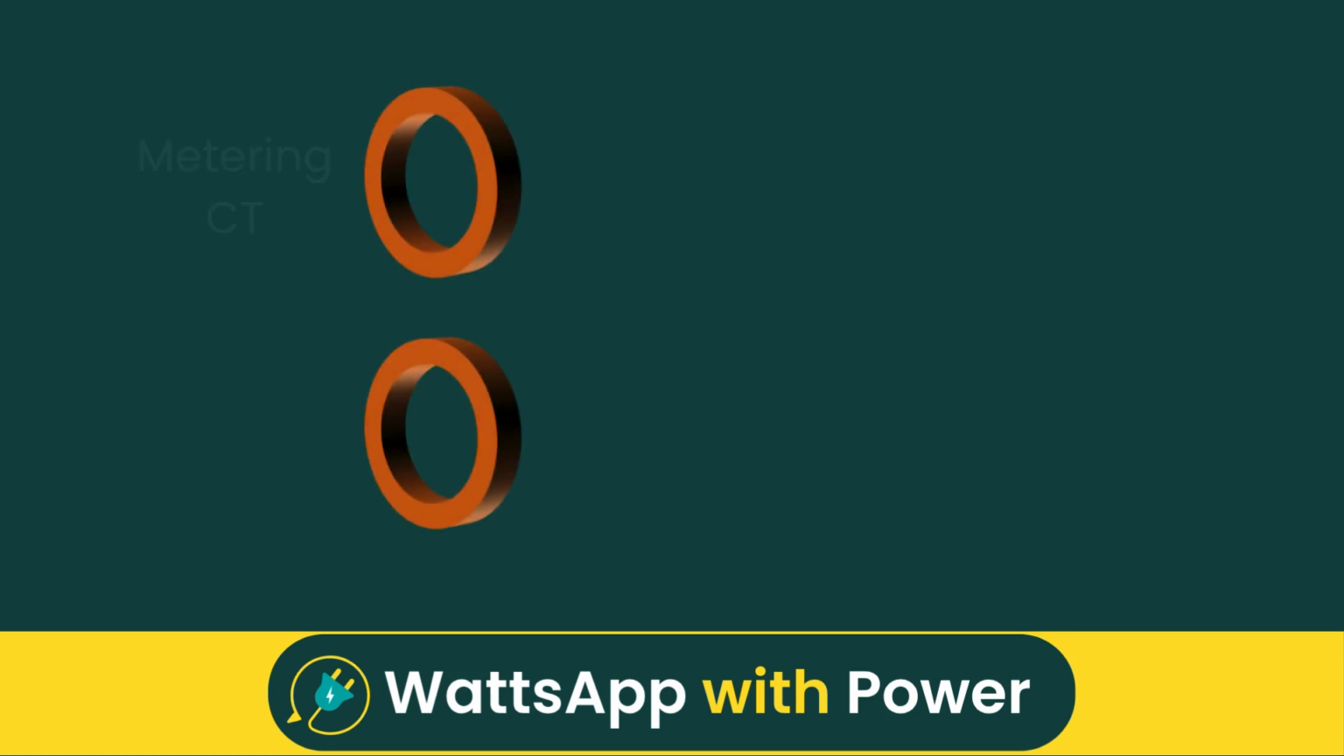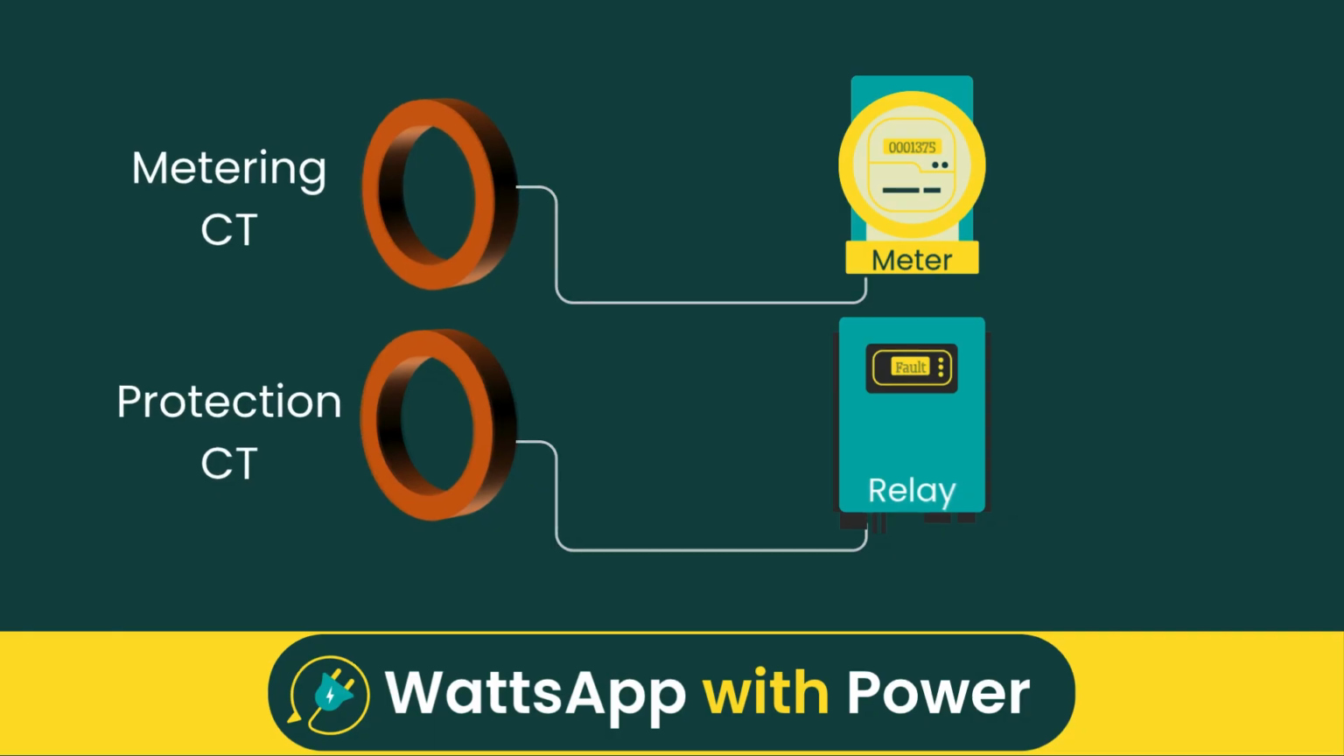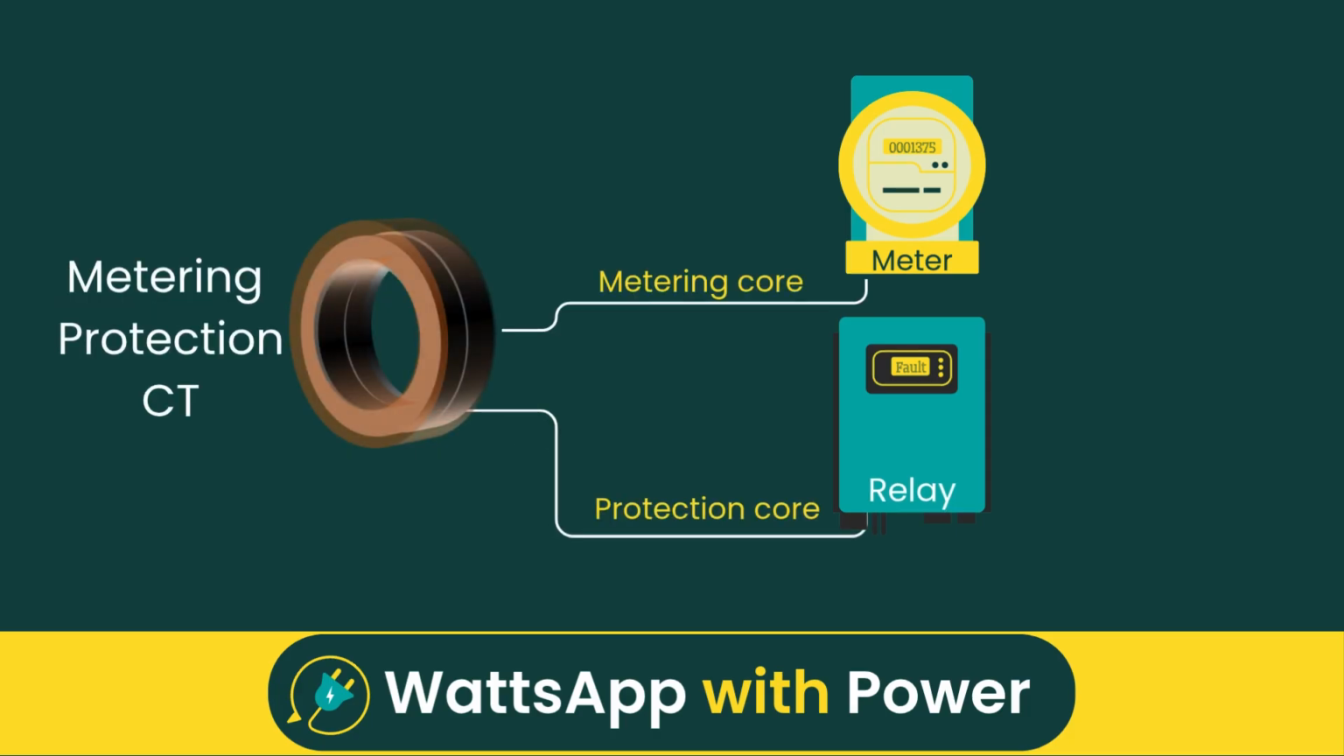We all know current transformers serve two main purposes, metering and protection. While they may look similar from the outside, their internal design and performance requirements differ significantly. In fact, both metering and protection cores can even exist within the same CT housing.